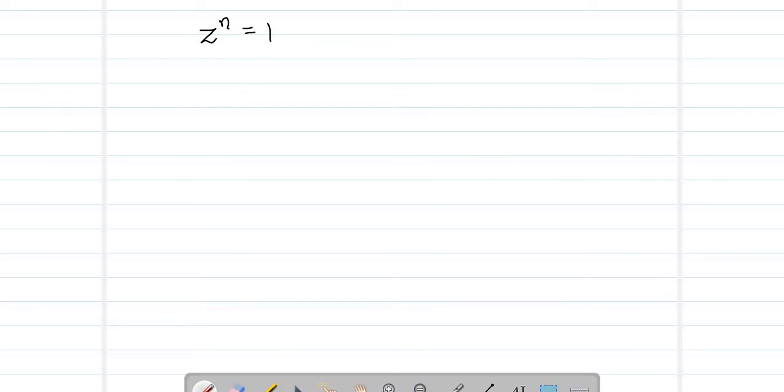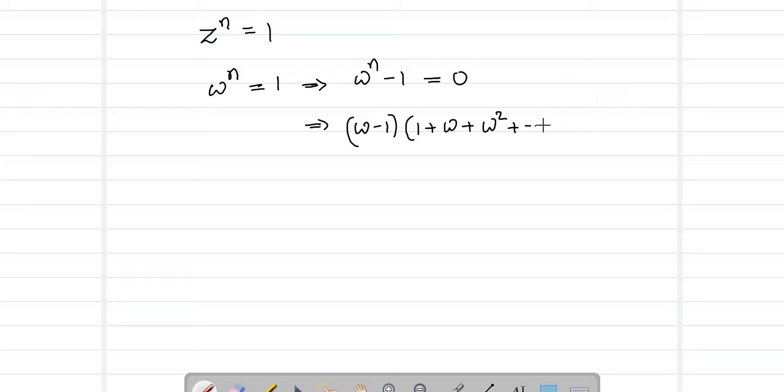So let me do one thing. Let me substitute omega here. Even though you substitute omega, you will get omega power n equal to 1. Now this can be written as omega power n minus 1 equal to 0, right? Now we know from algebraic properties this can be written as omega minus 1 into 1 plus omega square plus and so on plus omega power n minus 1, equal to 0.